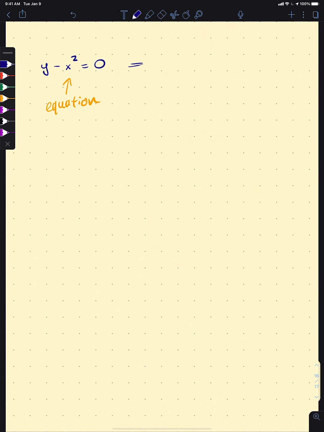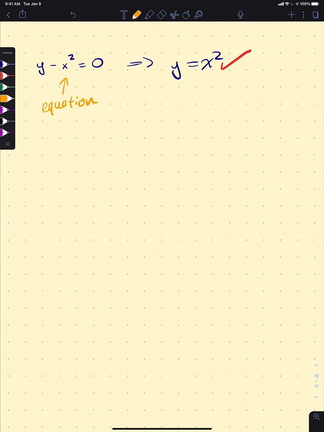Well, in this situation, it's pretty quick to see that this is the same as y equals x squared. So we're good. We formed a function out of our equation. So that would mean that this equation has an equivalent function.